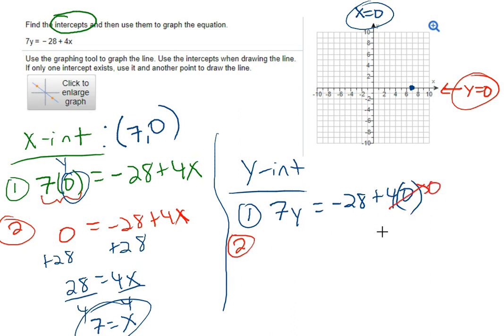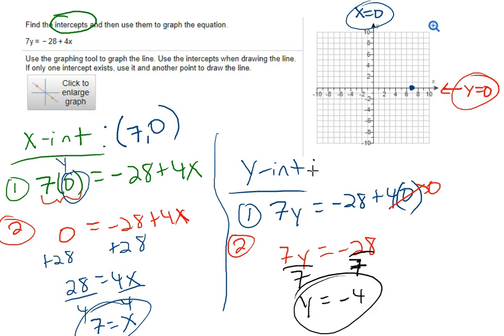This is just going to be 0. Negative 28 plus 0 is going to be negative 28. So we're going to get 7y equals negative 28. Divide by 7 on both sides to solve for y. And we'll get y equals negative 4.